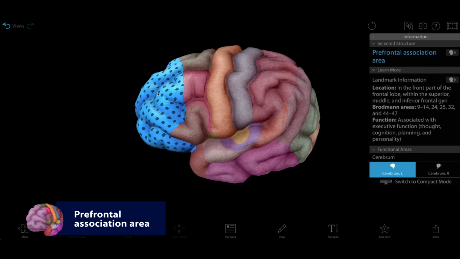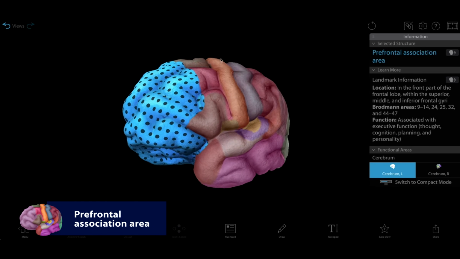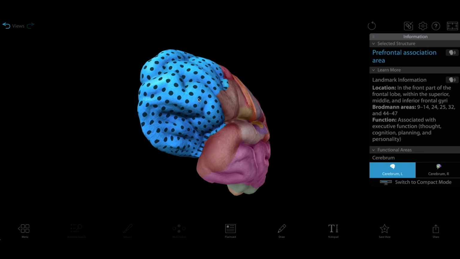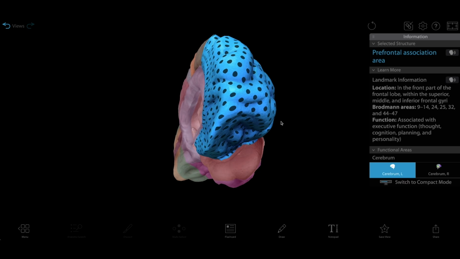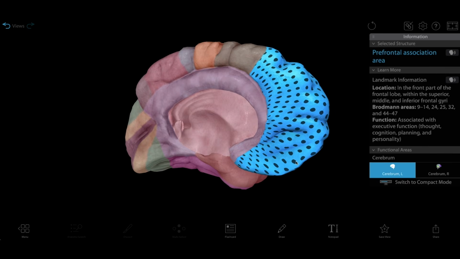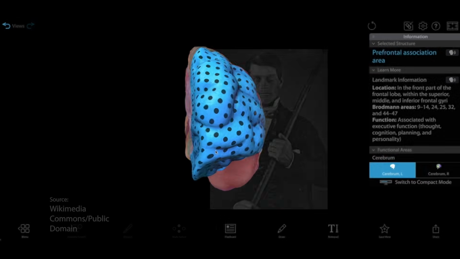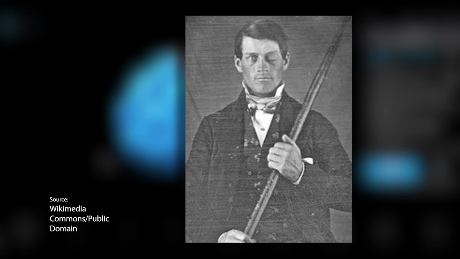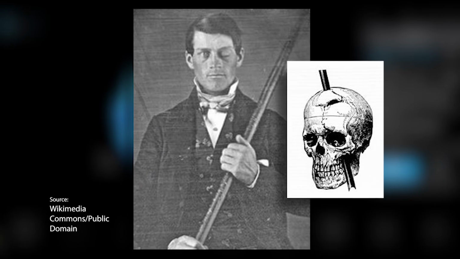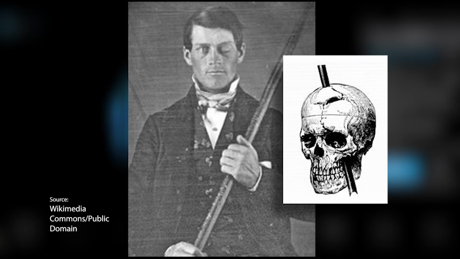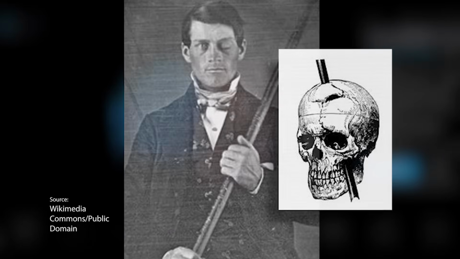The prefrontal association area, or prefrontal cortex, makes up the most anterior part of the frontal lobe and is involved in executive function as well as cognition and personality. If you've heard of the famous Phineas Gage case from 1848, his prefrontal cortex was the part of the brain that was damaged, altering his personality.